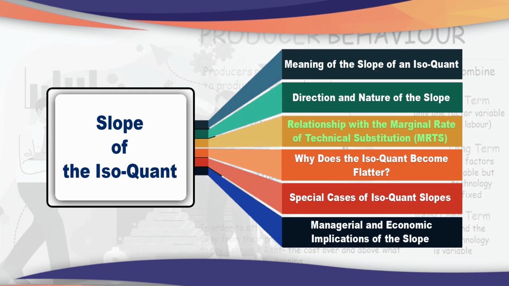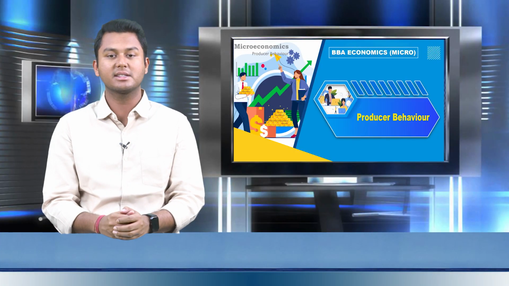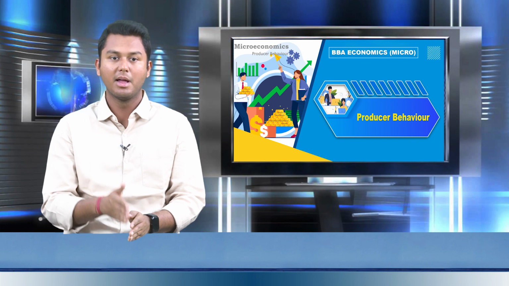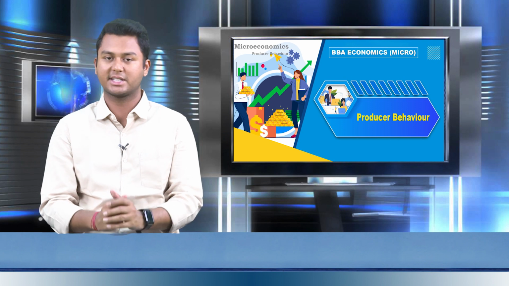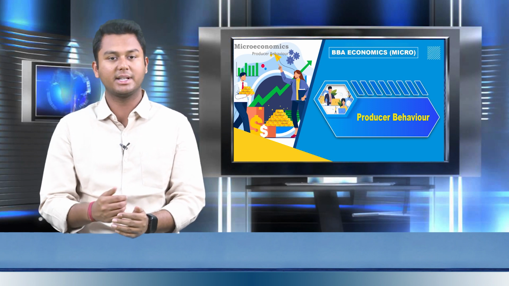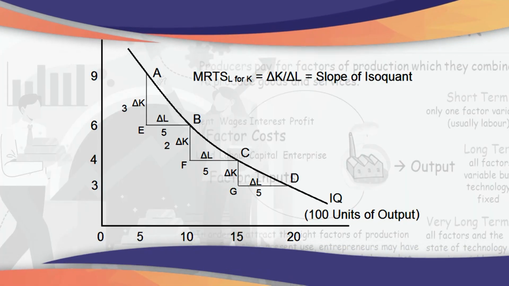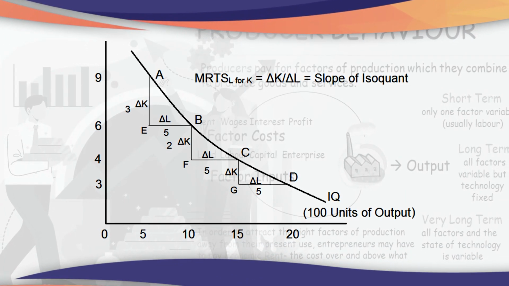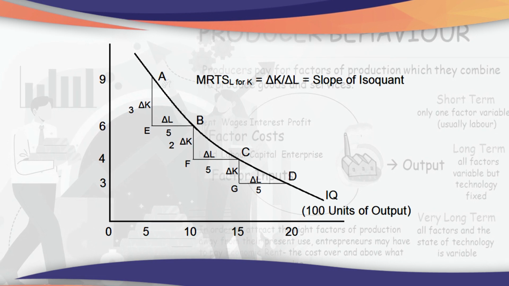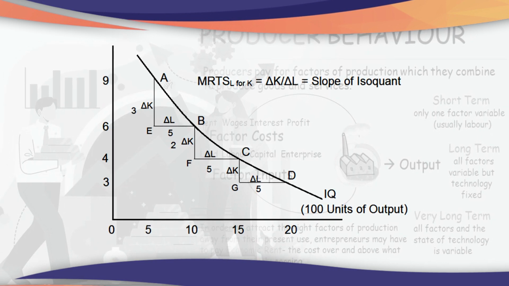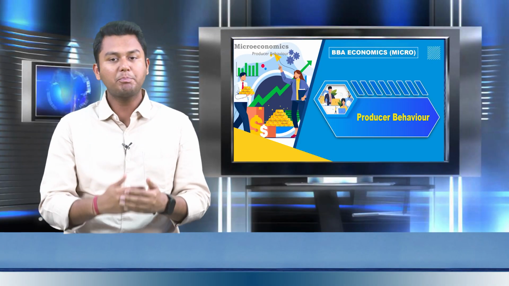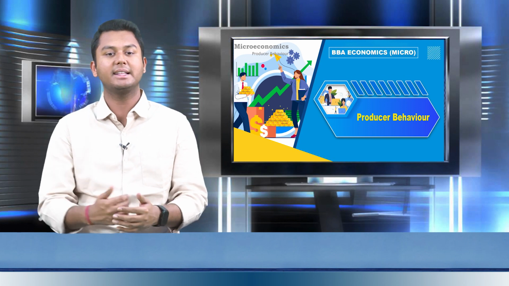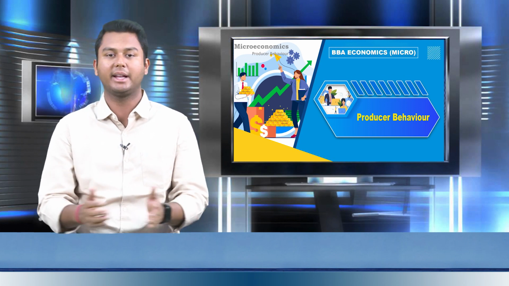Let us look at the relationship with the marginal rate of technical substitution. So, the MRTS measures how much of one input a firm must give up in order to increase the other input while keeping the production unchanged. The slope of the isoquant represents the substitution rate. If the MRTS is high, it means that a small reduction in one input requires a large increase in the other input. If the MRTS is low, it means that inputs can be easily substituted without significantly affecting production.